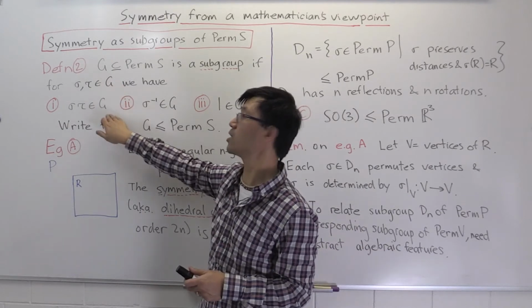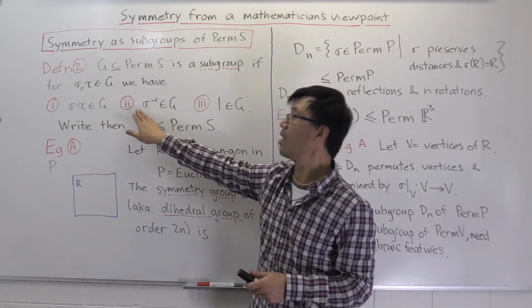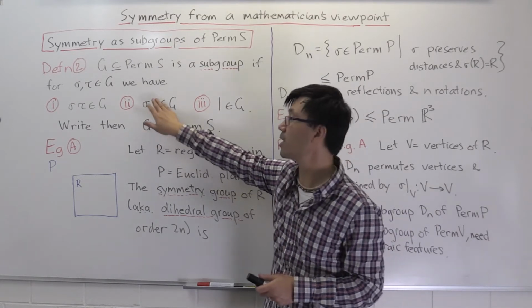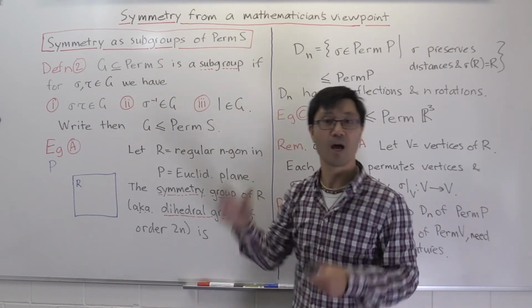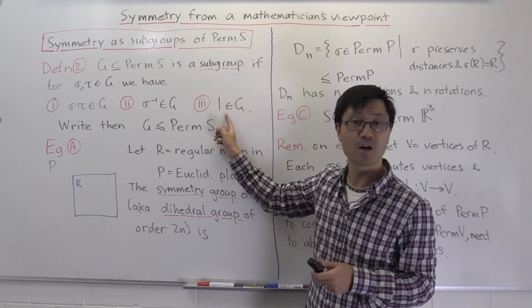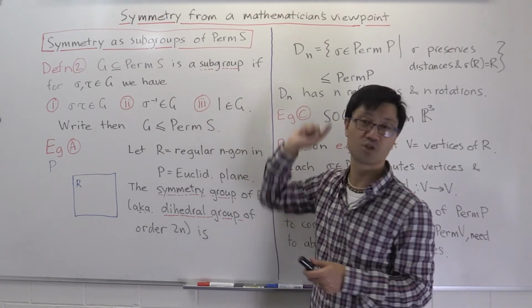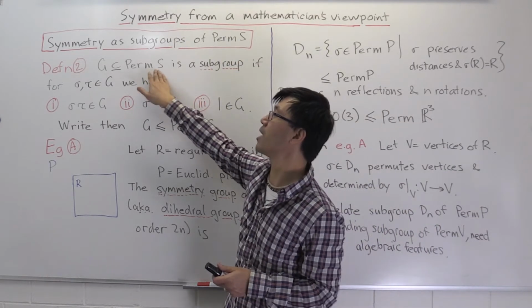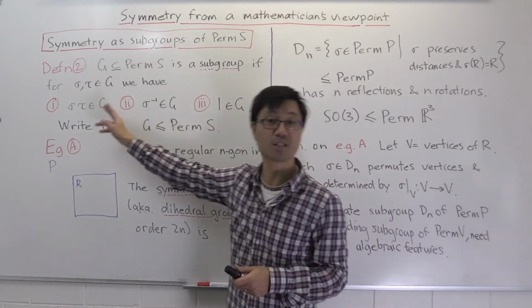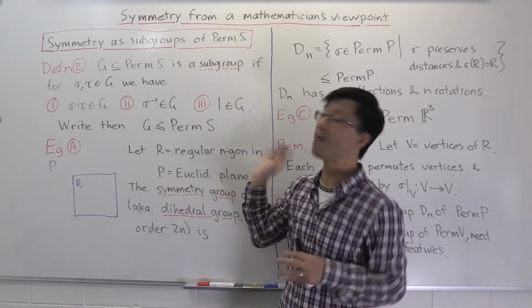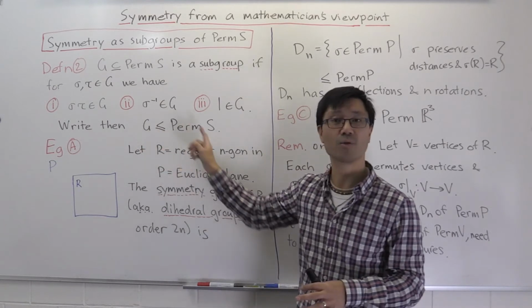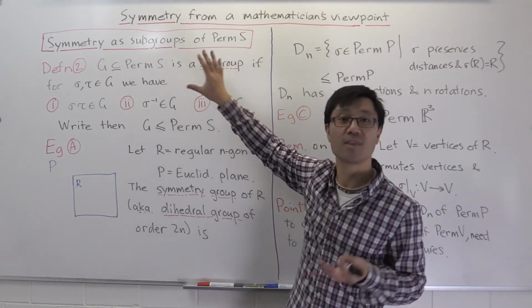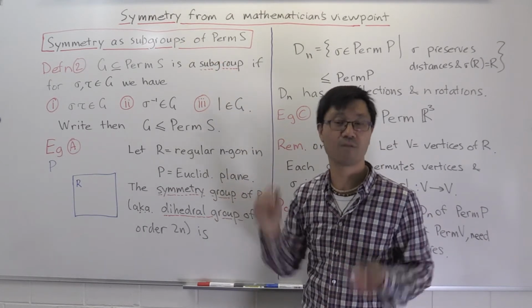In other words, G is closed under composition. The inverse of sigma is also a permutation, and we want G to be closed under inverses. In other words, sigma inverse should be in G for all sigma in G. And finally, remember, the identity on S is a permutation, and we want that to be inside G as well. So this is closure under the identity. So a subgroup of this permutation group on S is just a subset which satisfies these three closure axioms. And if we have such a subset, we write G is less than or equal to the permutation group on S. So that's the definition, and this is how mathematicians think of symmetry.